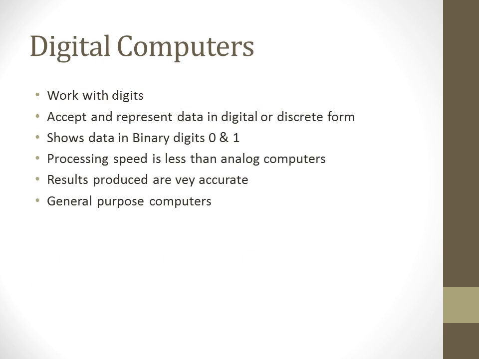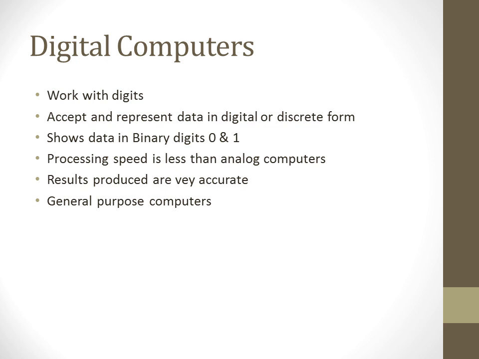First are the digital computers. As their name shows, these computers work with digits. They accept data and represent it in digital or discrete form. It shows the data in the form of binary digits. Binary means 2, and here the binary digits that represent the data in digital computers are 0 and 1.